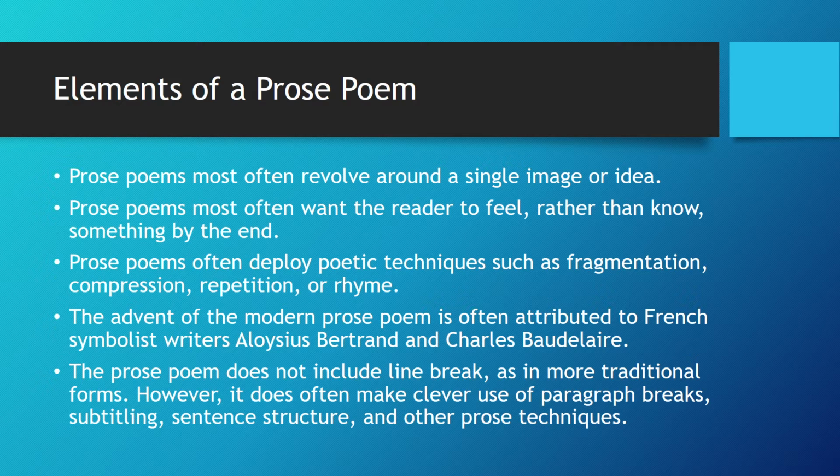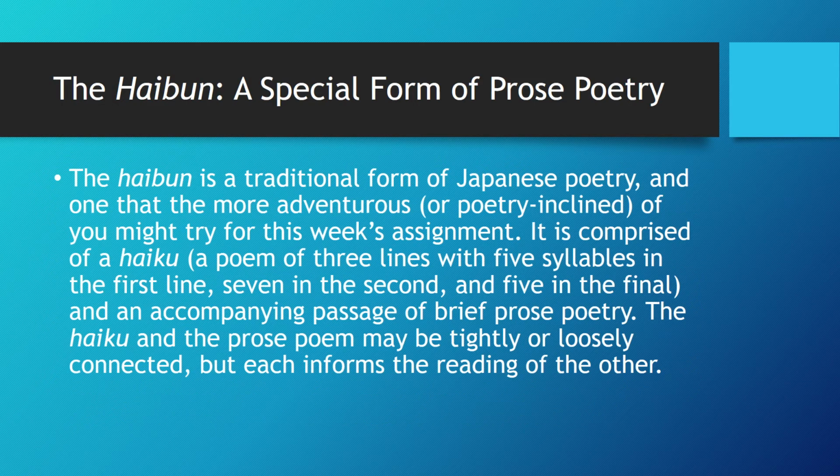The advent of the modern prose poem is often attributed to French symbolist writers Aloysius Bertrand and Charles Baudelaire. The prose poem does not include line breaks, as in the more traditional forms. However, it does often make clever use of paragraph breaks, subtitling, sentence structure, and other prose techniques.